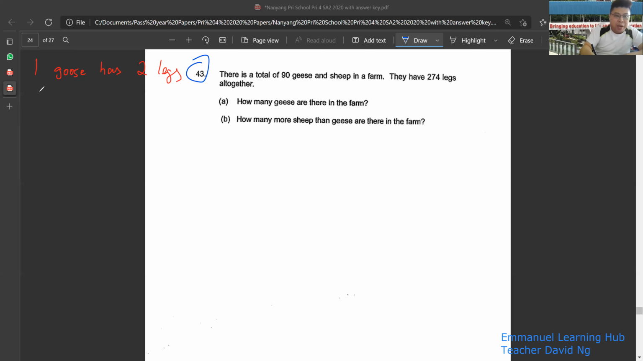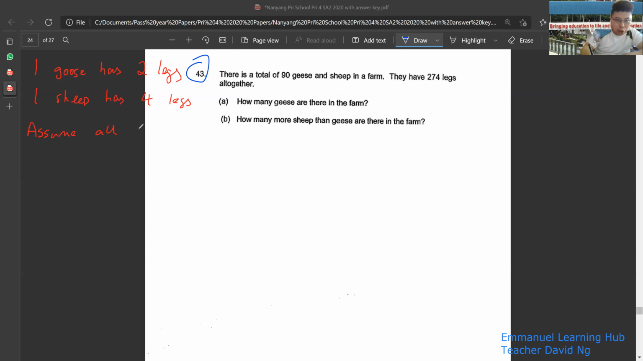How many legs does a sheep has? 4. 4 legs, good. Okay, can you remember a goose has 2 legs from now onwards? Because this is a very common question in exam. Okay, 90 goose and sheep, right? So they're asking for number of goose, right? Number of geese. So you have to assume, right?